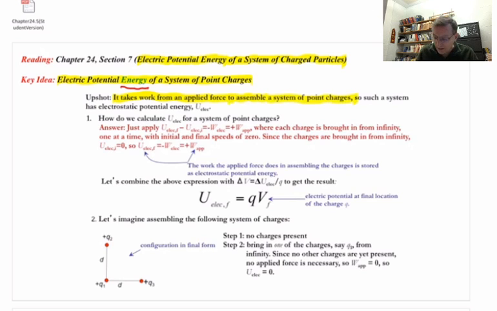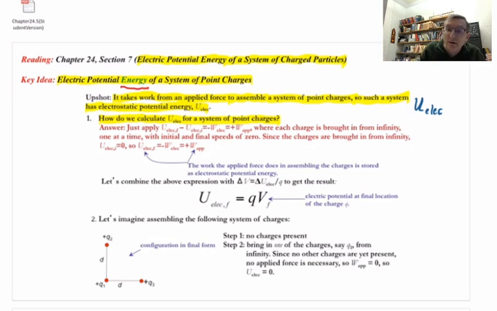Okay. So it takes work from an applied force, that's us, to assemble a system of point charges. So such a system has electric potential energy, U elect. We want to calculate that. That's the whole purpose of this video. And so the first question is, how do you calculate U elect for a system of point charges? Well, we actually use ideas we've already talked about, but I'm going to go through them.